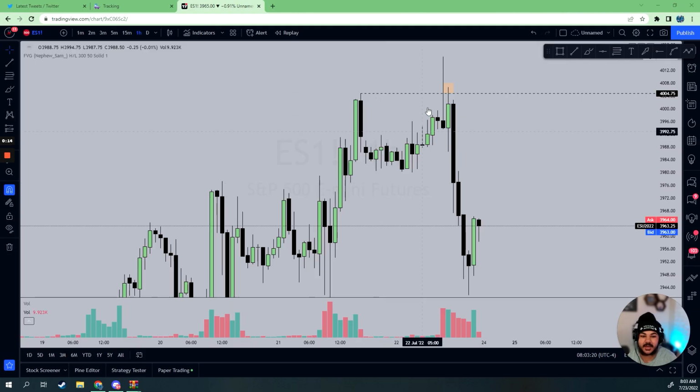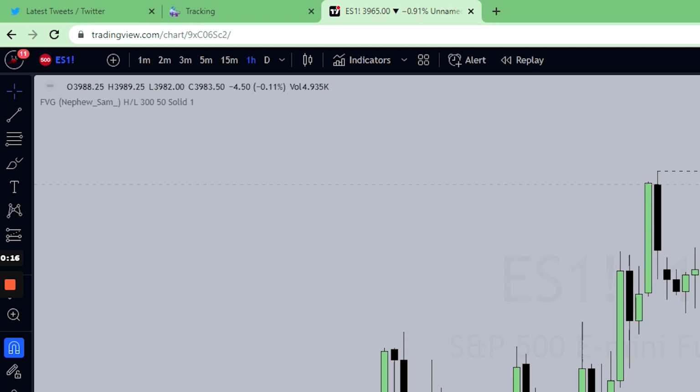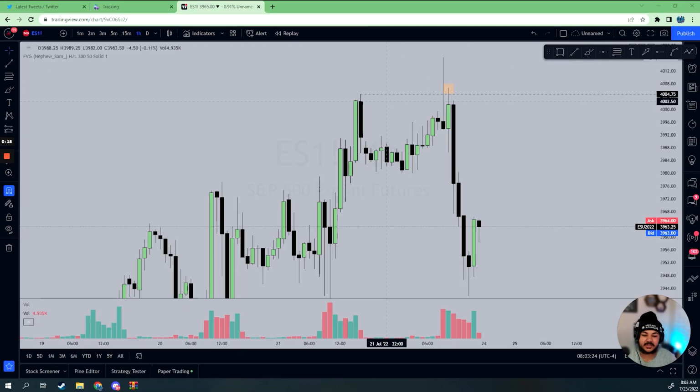So starting off, guys, here is the ES chart, the hourly chart. And you guys know I've been trading this ICT strategy a lot lately, and I've been implementing it into my supply and demand strategy, just seeing how everything works, just been trying it out. So far, I've been loving it.